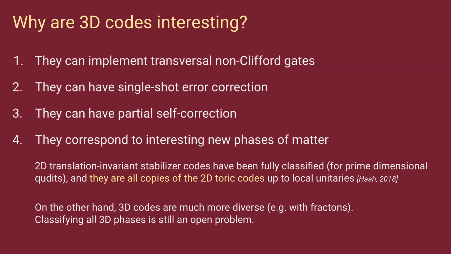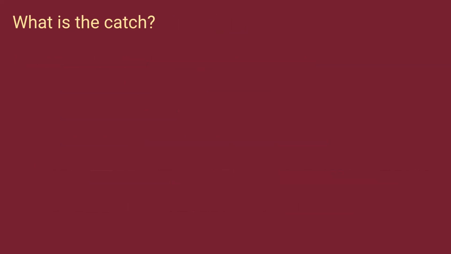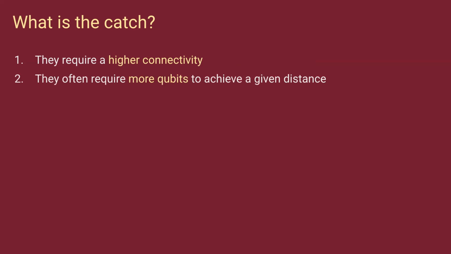I also find that very interesting. So 3D codes seem amazing. So what is the catch? First of all, the obvious one is that they require higher connectivity. So for superconducting qubits, it's going to be very hard to implement them, for instance. The second one is they often require more qubits to achieve a given distance, and also the rates are worse for a given number of logical qubits that you implement.